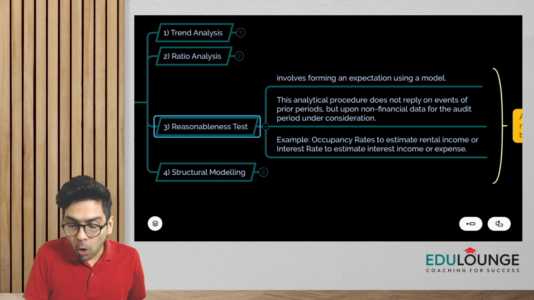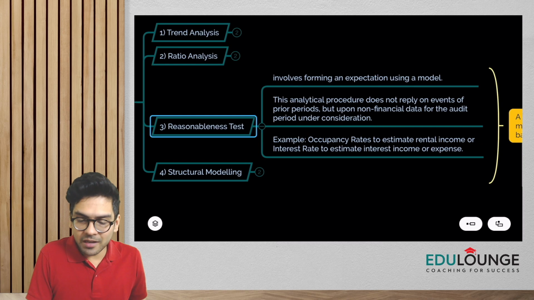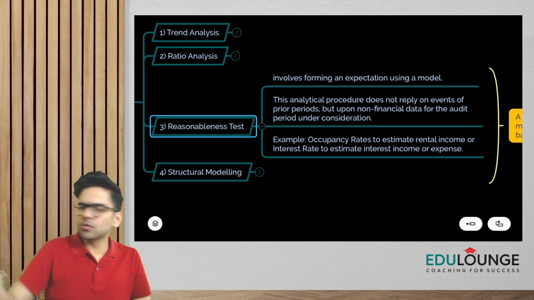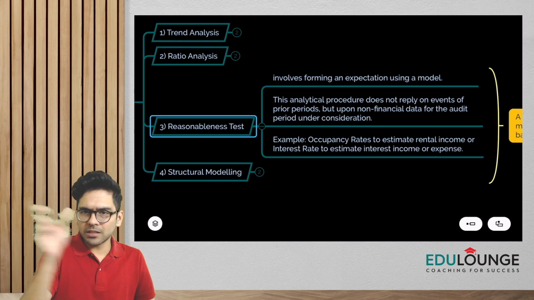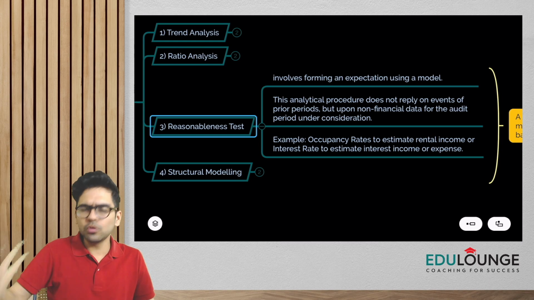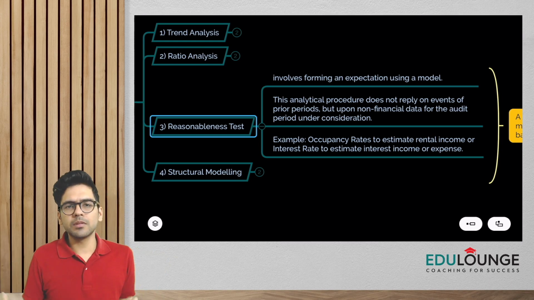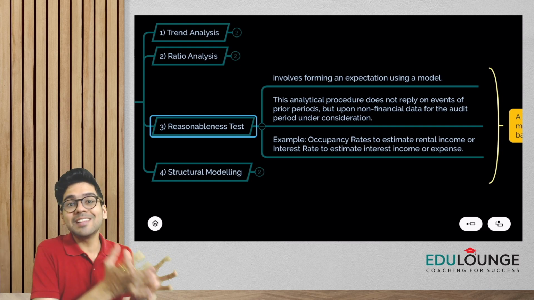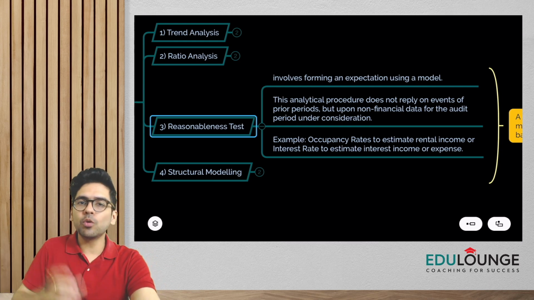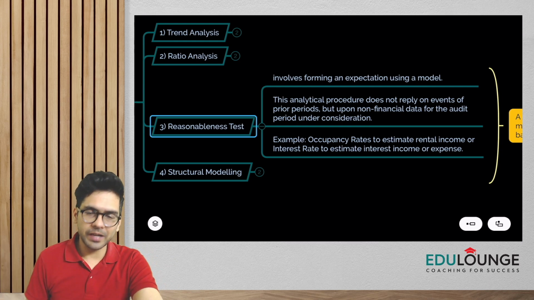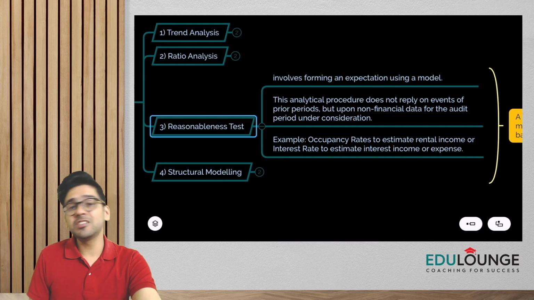For example, occupancy rates. I'm considering the occupancy rates to estimate the rental income, or interest rate to estimate the interest income. So I asked, what is your interest percentage? They say, oh, we are getting 7%. I'll just see the amount they have invested, do the calculation, and yes, I'm there with the amount that this should be the interest. Okay, so I have not considered anything of the past year. However, I've taken some non-financial data into consideration to develop this expectation. Okay, so this is called reasonableness test.